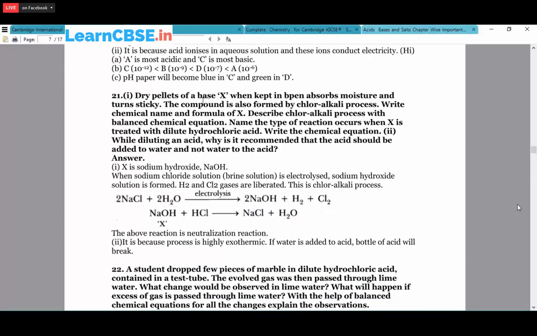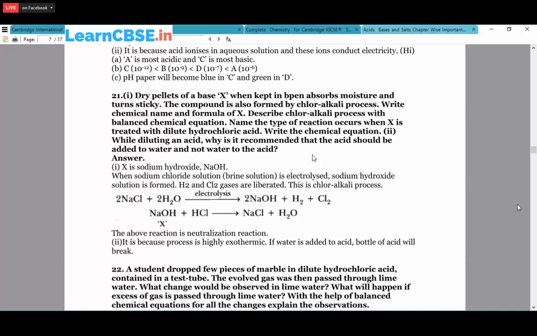The dry pellets of base X, when kept in the open, absorb moisture and turn sticky. The compound is also formed by the chloralkali process. Write the chemical name and formula of X. Describe the chloralkali process with a balanced chemical equation. Name the type of reaction that occurs when X is treated with dilute hydrochloric acid. Also, while diluting an acid, why is it recommended that the acid be added to water and not water to the acid?